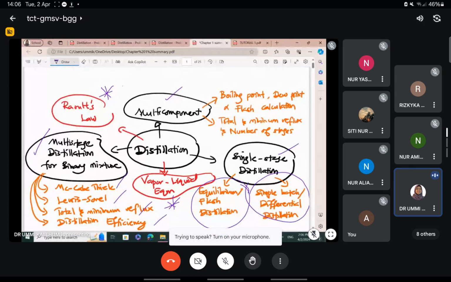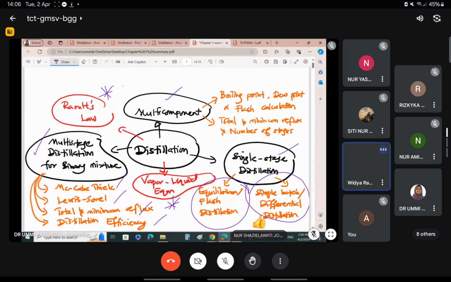Ada tengok video saya semalam multi component? Ada tengok ke tidak? Tengok madam.